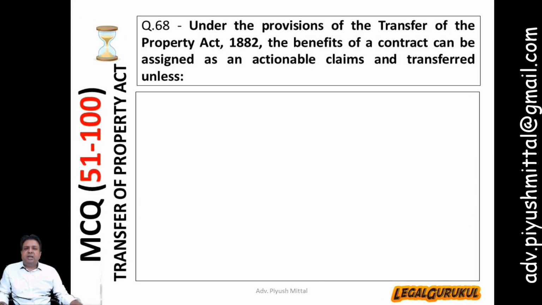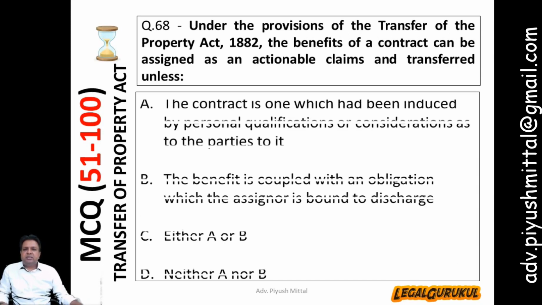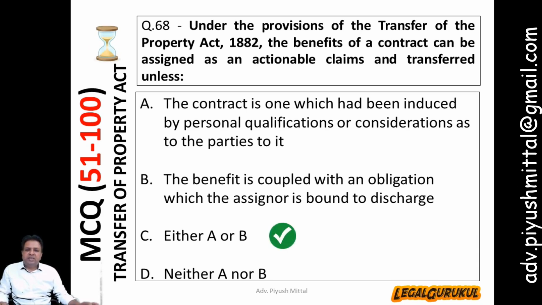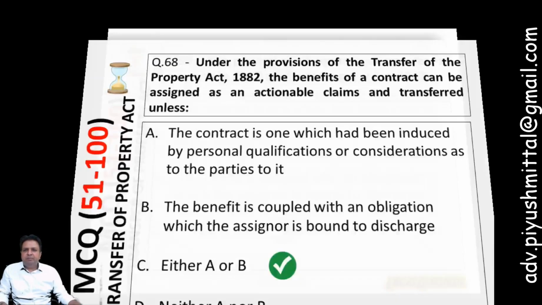Question number 68. Under the provisions of TPA, the benefits of a contract can be assigned as an actionable claim and transferred unless A, the contract is one which has been induced by personal qualification or consideration as to the parties to it, B, the benefit is coupled with an obligation which the assigner is bound to discharge, C, either A or B, D, neither A nor B, and the correct answer is C, either A or B.